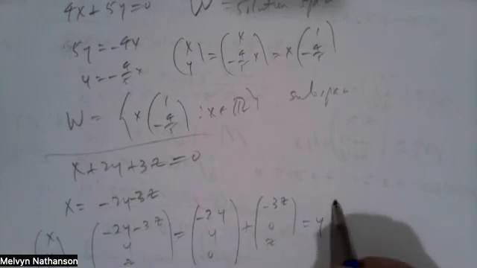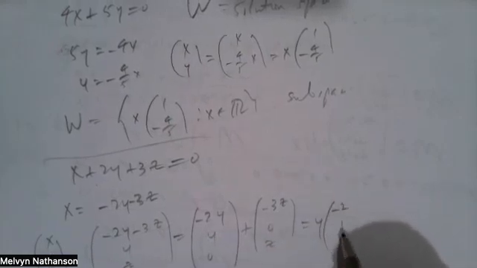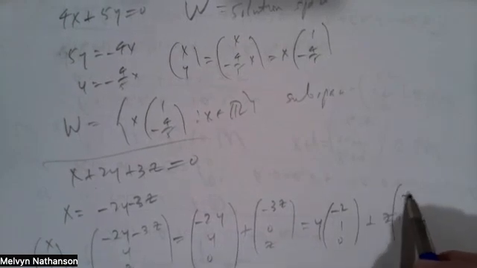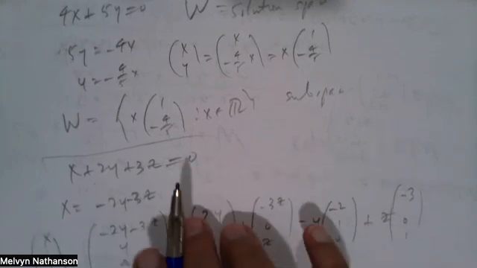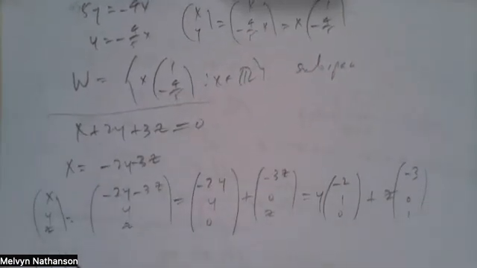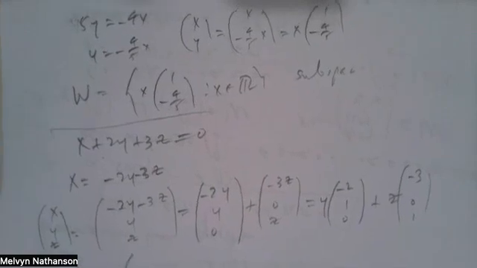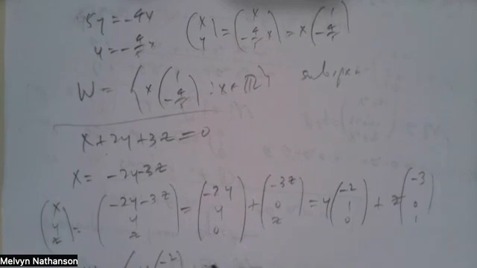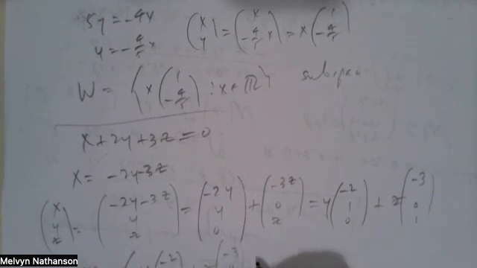And this is y times the vector (minus 2, 1, 0). And this is z times the vector (minus 3, 0, 1). So the solution subspace is all these linear combinations, y times (minus 2, 1, 0) plus z times (minus 3, 0, 1), for any values of y and z.